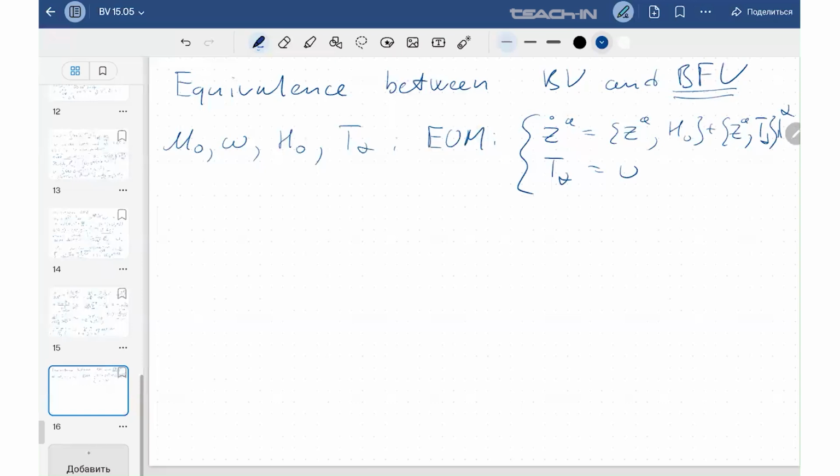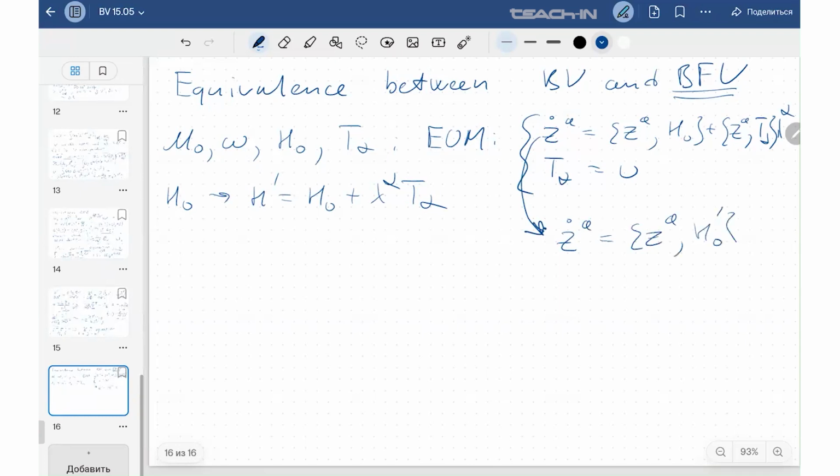But these equations can be written differently. Instead of h naught, we can introduce h prime, which is h naught plus lambda alpha T alpha. And now we think of lambda as some given function on phase space and time. And of course, the first equation is just rewritten as z dot a equals {z a, h prime}, right? Because this term in the Hamiltonian reproduces this term plus an additional one, but the additional one is proportional to constraints, so it doesn't change anything, because we have a second equation telling us that the constraint should be satisfied on shell, right?